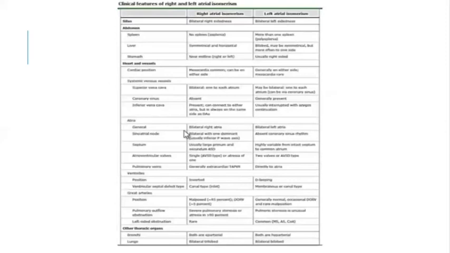These are the features summarizing the whole picture of right and left isomerism with visceral heterotaxy. I will not go through it, just for review later on.